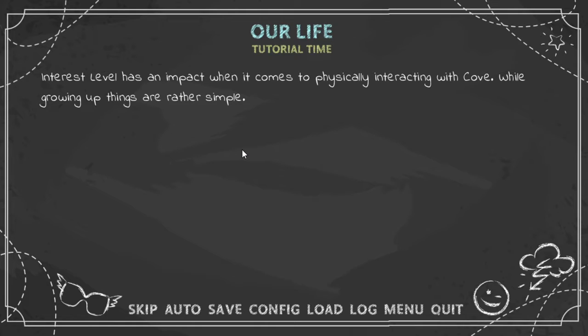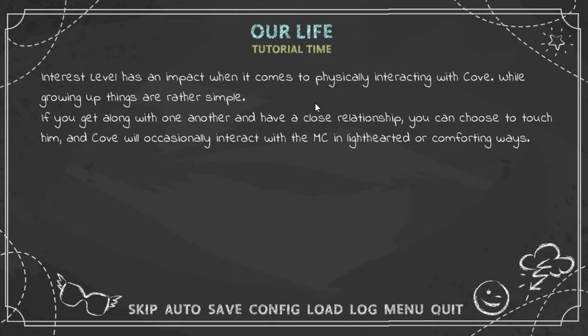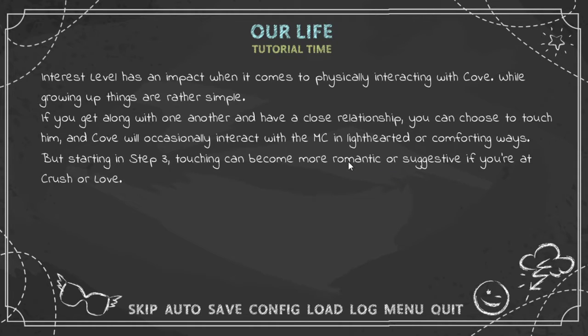Interest level has an impact when it comes to physically interacting with Cove. While growing up, things are rather simple. If we get along with one another and have a close relationship, you can choose to touch. And Cove will occasionally interact with the MC in light-hearted or comforting ways. But starting in step 3, touching can become more romantic or suggestive if you're at crush or love.